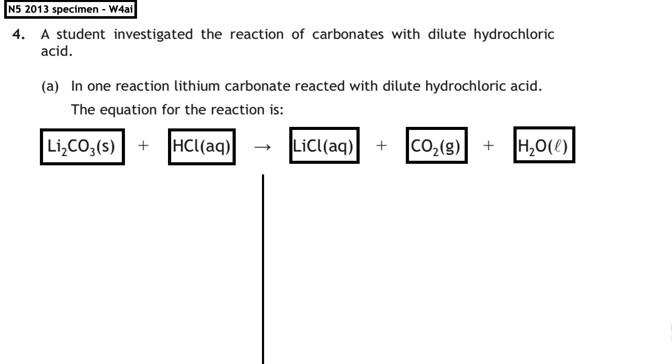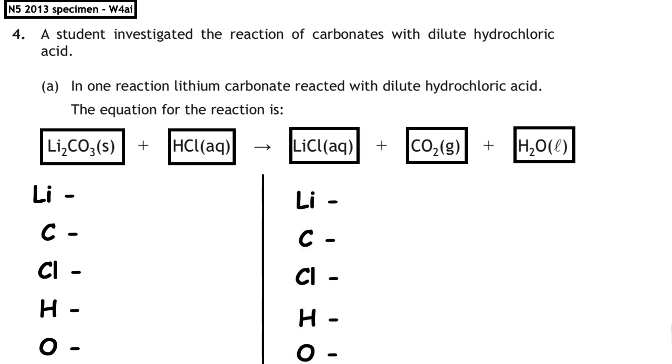So we have lithium, which is Li, carbon, which is C, chlorine, which is Cl, then we do hydrogen, and then oxygen last. We mimic that on the other side. How many lithiums do we have on the left? We have 2. How many carbons do we have? We have 1. Chlorines, 1. And hydrogens, 1. How many oxygens do we have on the reactant side? We have 3, so we pop that down there.